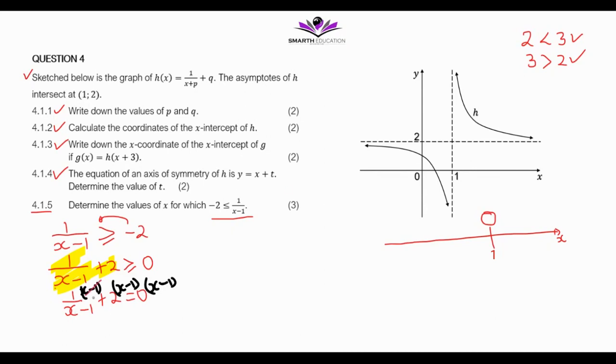This x minus 1 divided by x minus 1 is 1, plus 2 times x minus 1, and 0 times x minus 1 is equal to 0. Then this is 1 plus 2x minus 2 is equal to 0. Then 2x minus 1 is equal to 0. Then bring 1 to the other side. 2x is equal to 1. So x is equal to 1 over 2. That's another critical value.